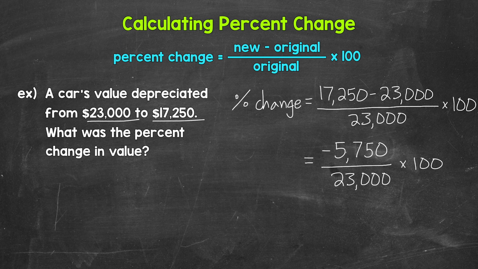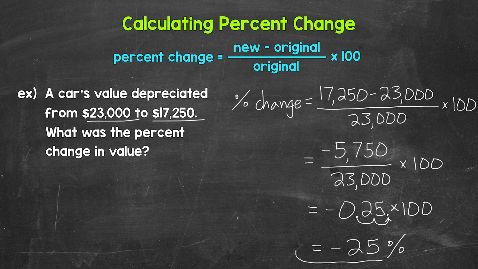Now we need to divide. So negative 5,750 divided by 23,000. That gives us negative 0.25, negative 25 hundredths. So that's our decimal. And we need to multiply that decimal by 100 to convert it to a percent. And a quick way to multiply by 100 is to move the decimal twice to the right. So we get negative 25%.